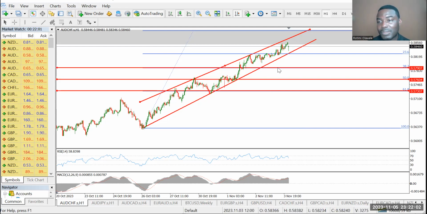That will be at 0.57907. So we have a bearish bias on this instrument this week. Just watch out as we look for price breaking out into the bearish direction on AUD-CHF on the 1 hour time frame.